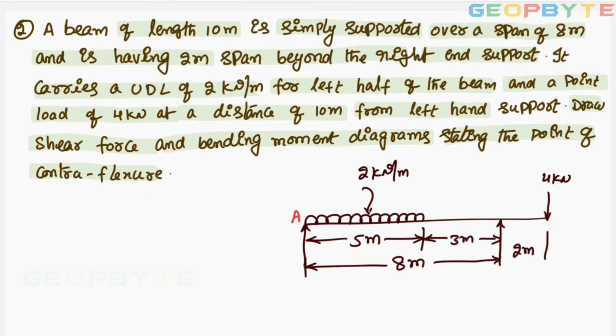This is A, B, C, D. RA be the reaction at A, RB be the reaction at B. First let us find RA plus RB. RA plus RB equals the sum of the loads. It is 4 plus UDL into UDL distance, 2 into 5. It is equal to 14 kilonewtons.